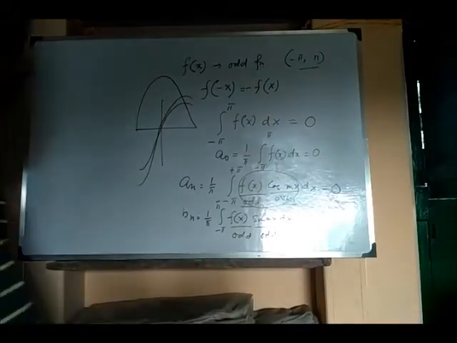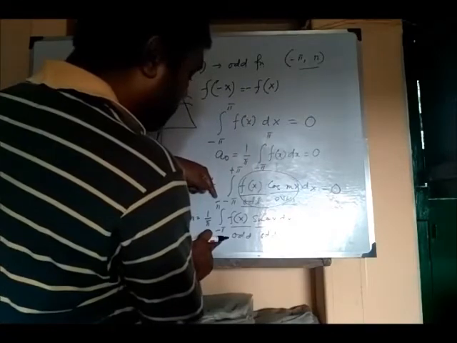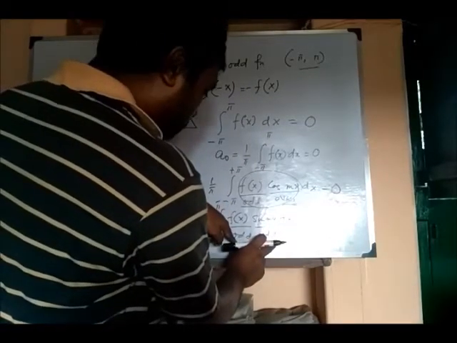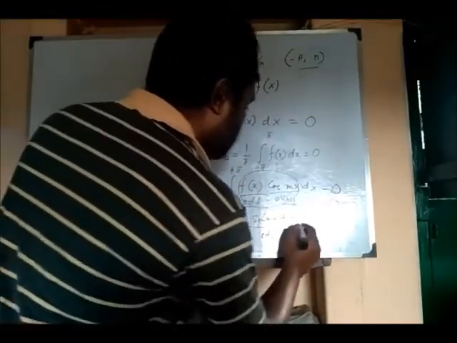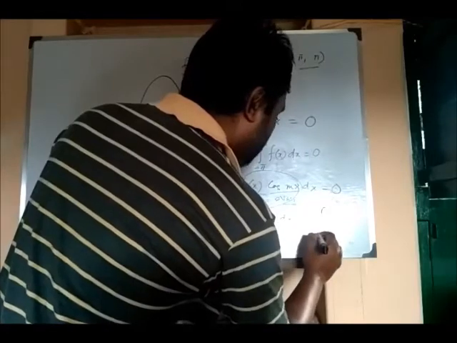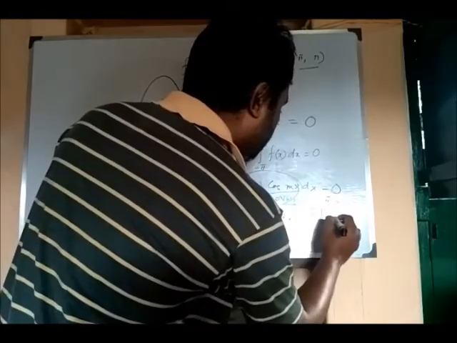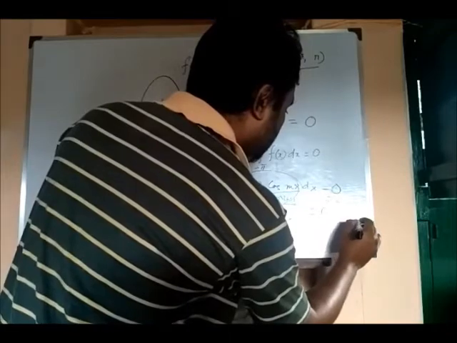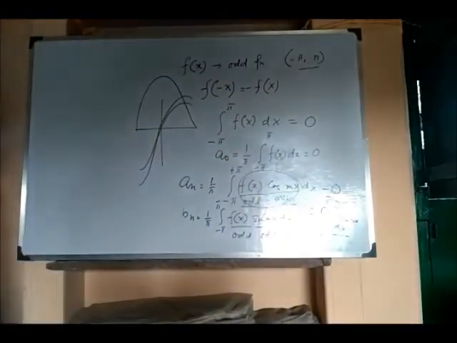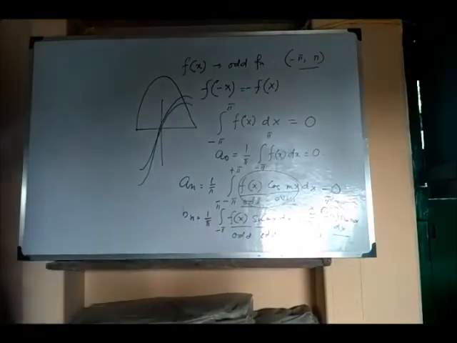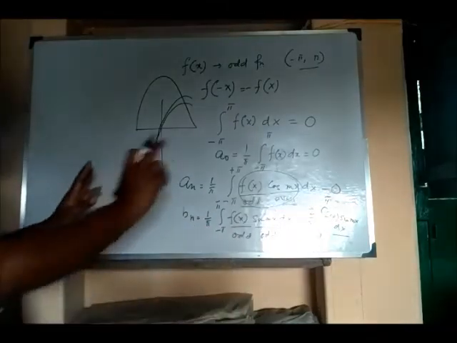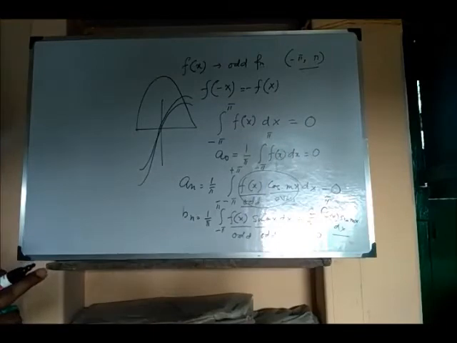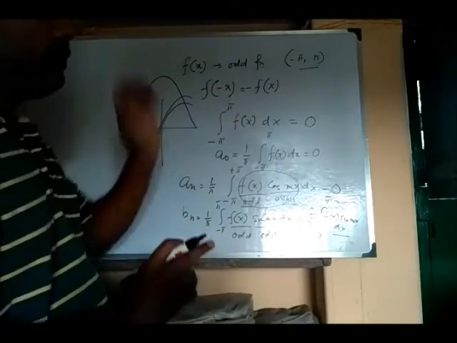Okay, so the integration between minus pi to plus pi for the multiplication of two odd functions gives me an even function. So what is the value of this? This will be 2 by pi, integral from 0 to pi of f(x) sin mx dx. So this will be the value of this integration, right? This is obviously the form when you use this odd function.